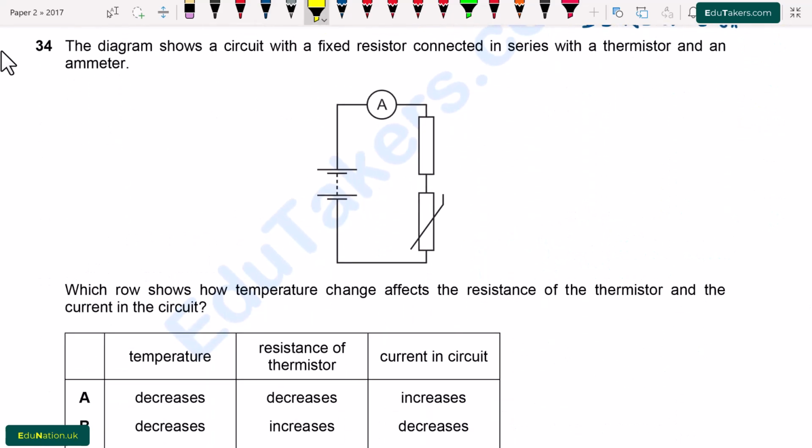Question number 34. The diagram shows a circuit with a fixed resistor connected in series with a thermistor and an ammeter. Which row shows how the temperature changes affect the resistance of the thermistor and the current in the circuit? Here is temperature, resistance of the thermistor and current in the circuit. First of all, I suppose that the temperature increases. Then what will happen? In this circuit, this is a fixed resistor while the other component is a thermistor.